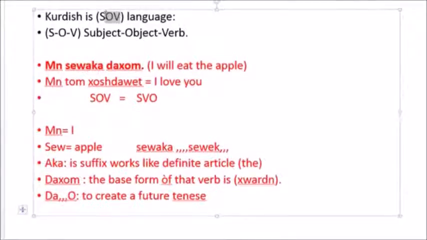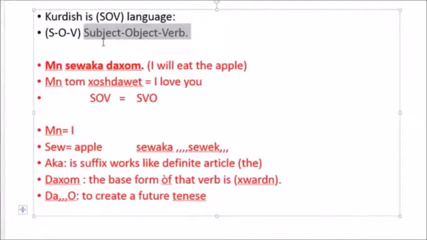Okay, I want to explain what SOV or SVO is. What do the letters S, O or V mean? S stands for subject, O stands for object, and V stands for verb. There are different orders. Some languages are VOS, some languages are SVO. But Kurdish is an SOV language. That means in Kurdish, the subject comes first, then the object, then the verb.